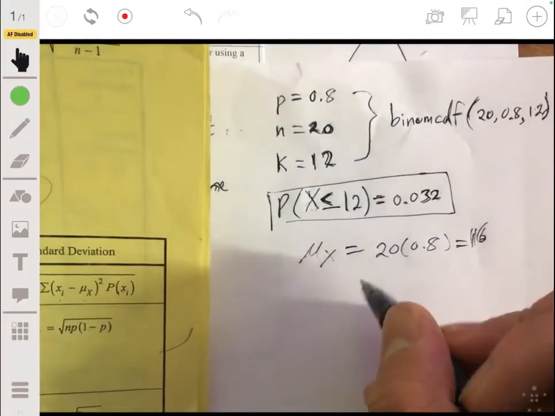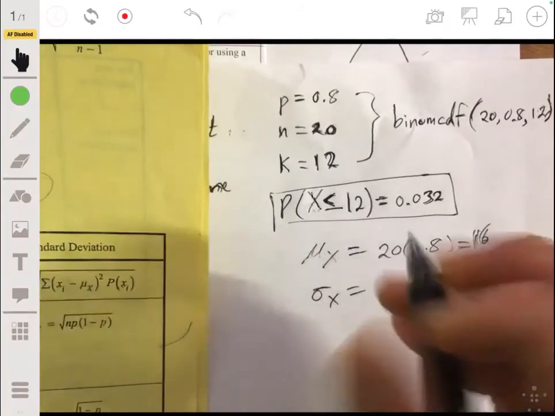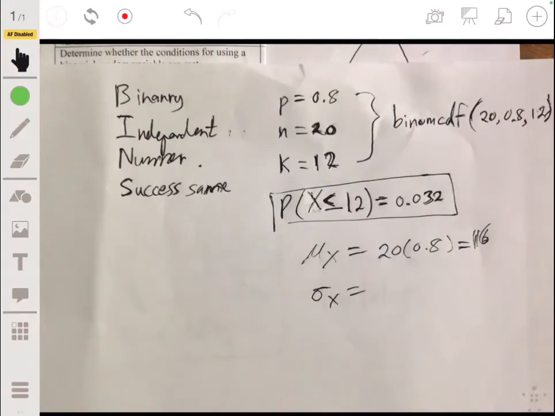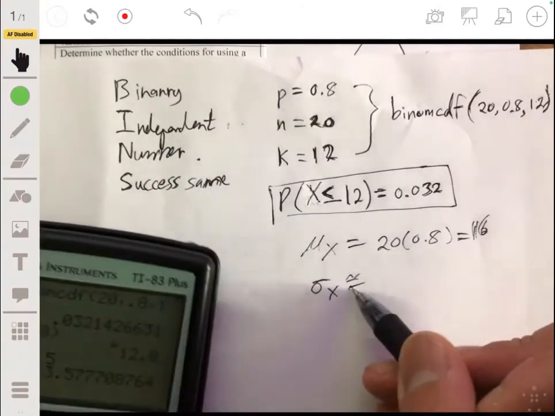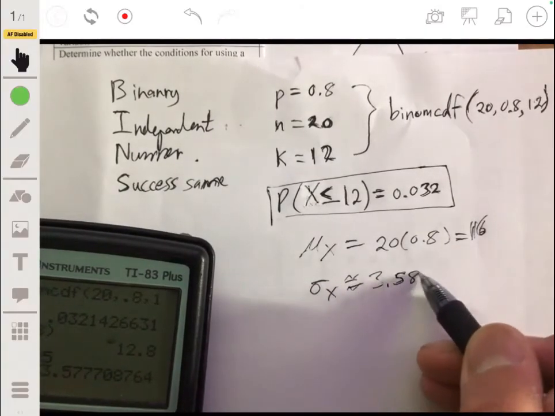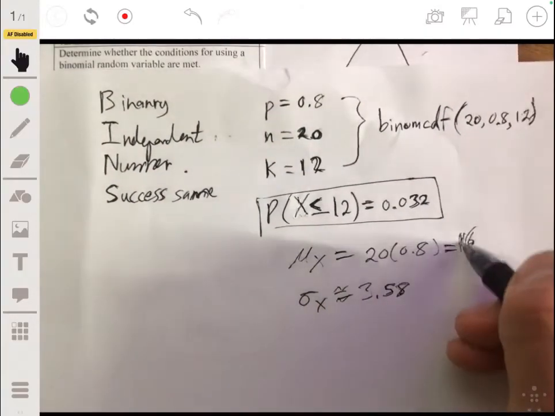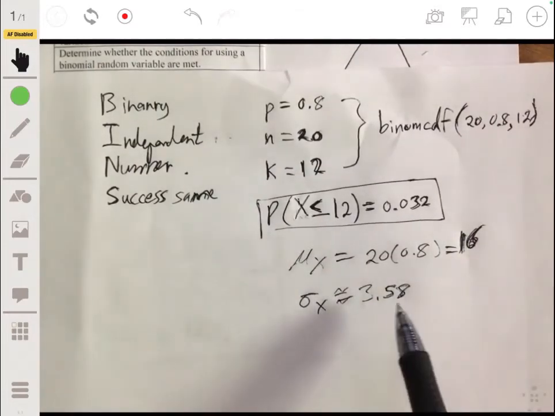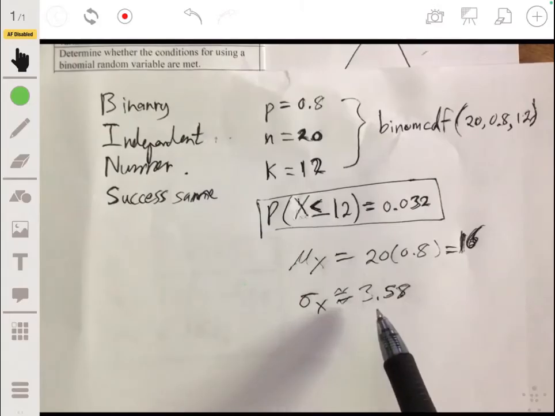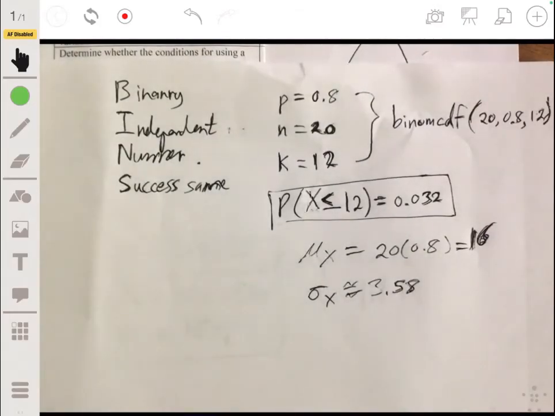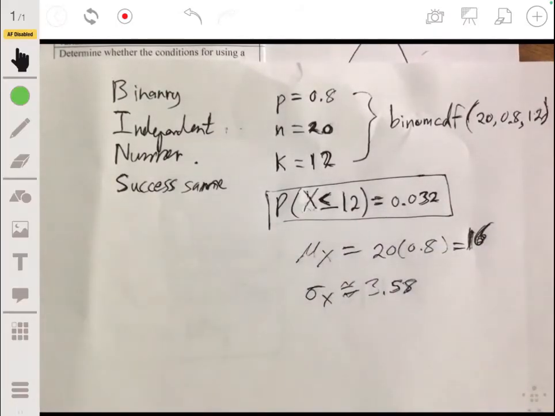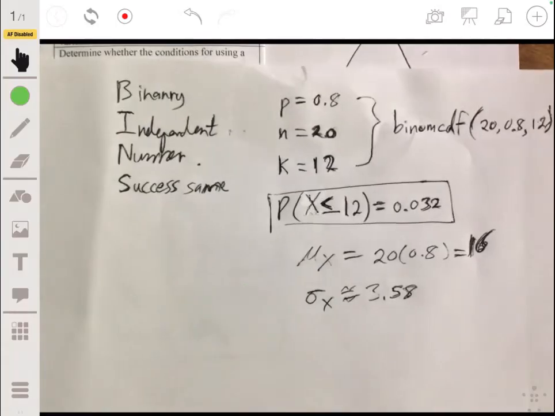And the standard deviation, I'll let my calculator do the work, I'm going to get about 3.58. So what this means is that on average, if he shoots 20 free throws, he's going to make 16 of them. And his standard deviation of 3.58 says that he will typically be off by 3.58 shots from the average number of makes. So 3.58 shots from 16, which is the average number of makes, or the mean number of makes.